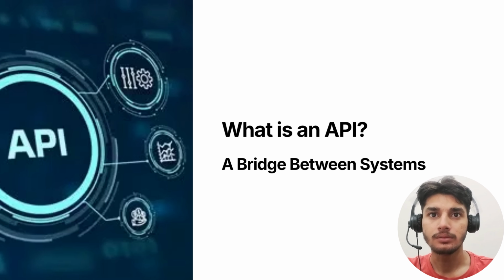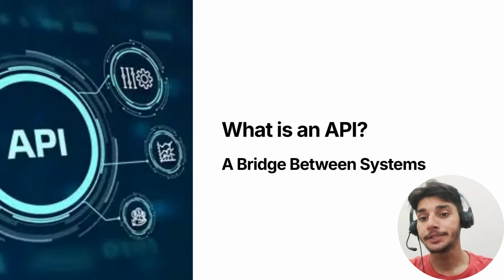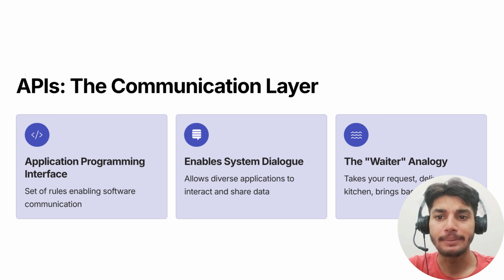Hi there, welcome back. In this video, we shall explore what is an API and why it's important in tech today. Think of it as a bridge that helps two systems talk to each other. API stands for Application Programming Interface. It's like a messenger that lets one software request from another.